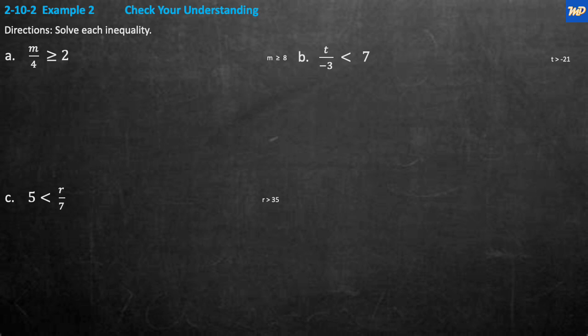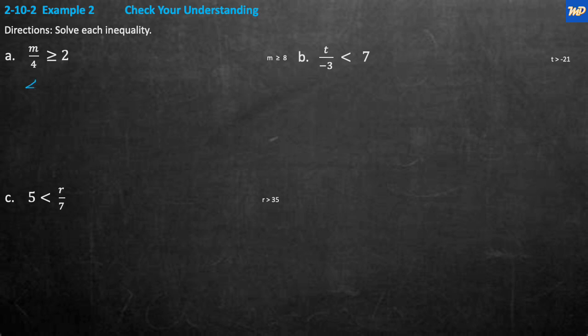Starting with A, m divided by 4 is greater than or equal to 2. So what do we have to do here? We're dividing, so we have to multiply each side by 4. To get the m by itself, we multiply the m times 4, because 4 divided by 4 is 1, and we want 1m. What we're multiplying by is a positive number, so the inequality symbol, the greater than or equal to, is not going to change.